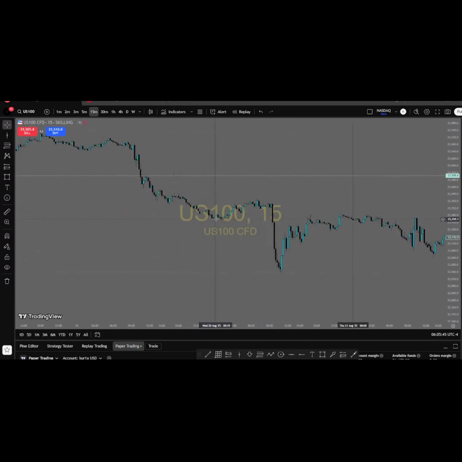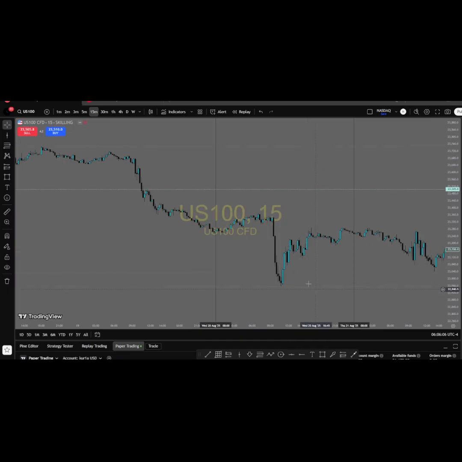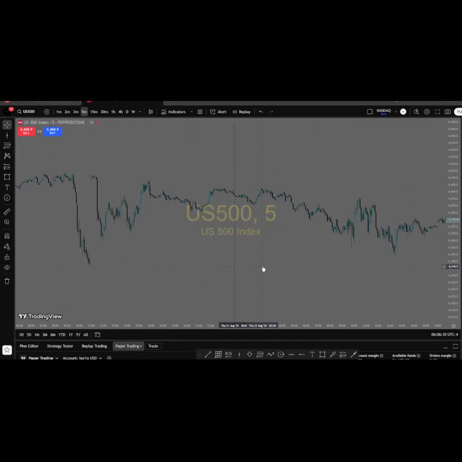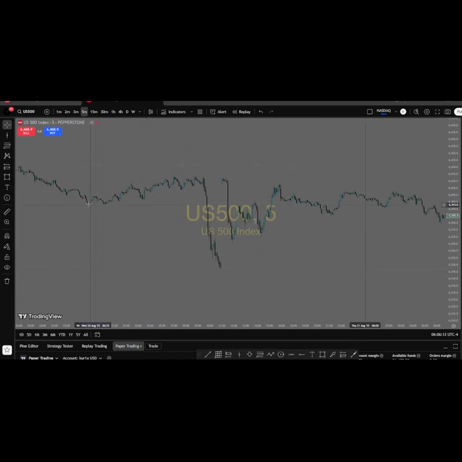So what do I get at the midnight open? Remember that on Tuesday, I kept looking for a change in state of delivery so that I can take a trade. So here comes Wednesday, and then there was this consolidation price action from the midnight open to the 9:30 open actually on US 100. When I go to US 500, we have the same thing.